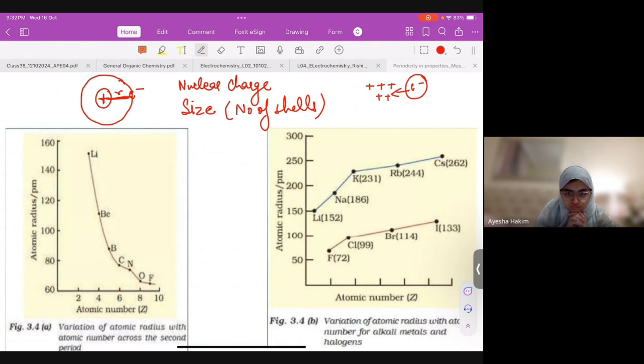See, whatever you are talking about shells and subshells, these are basically not definite shells and subshells. They are actually the energy cloud, the electron cloud. So you understood, if my nuclear charge is increasing, there will be more attraction and size will reduce.